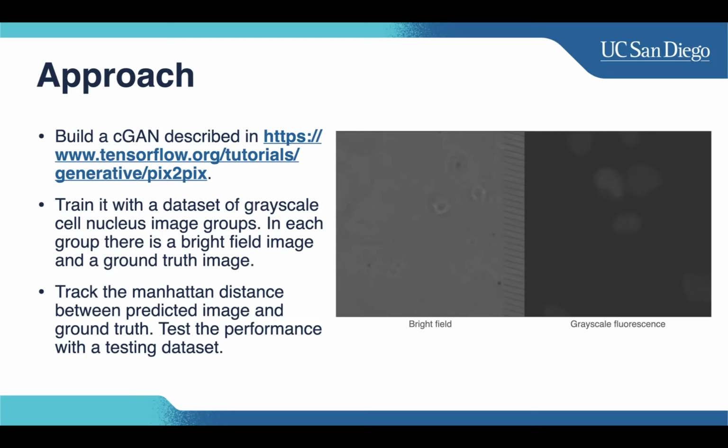I don't see features that overlap at all. This is just an example. I'm not sure if they correspond to each other, but, oh, I see. In the data set, I think every image is marked with a number. So basically, this can be bright field number one. This is grayscale fluorescence number one. So I'm sure that means they correspond to each other. Yeah.